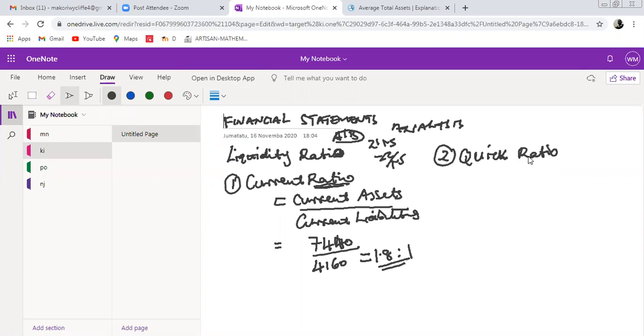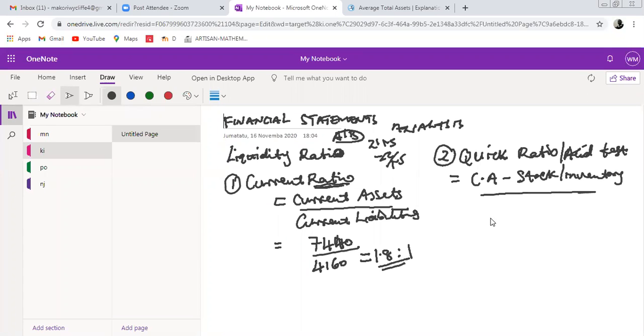Okay, thank you. The quick ratio is also known as the acid test ratio, and it is given by the formula: the current assets minus stock, which is the same as inventory, and then we divide by the current liabilities. Current assets, we minus stock or inventory, then we divide by the current liabilities.